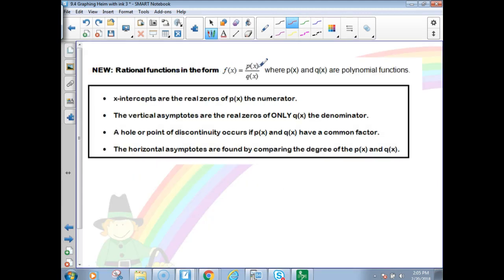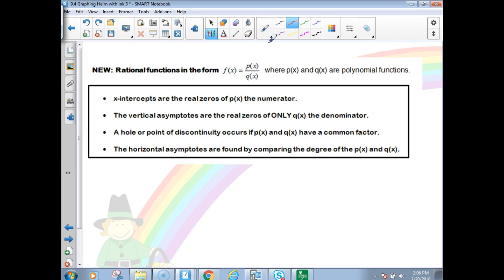Rational functions in the form, this is new. Okay, so we already had studied those other graphs last time. Now we have p of x over q of x where you can't see the shifts. There aren't any, you don't see an h, you don't see a k. You have to figure them out.